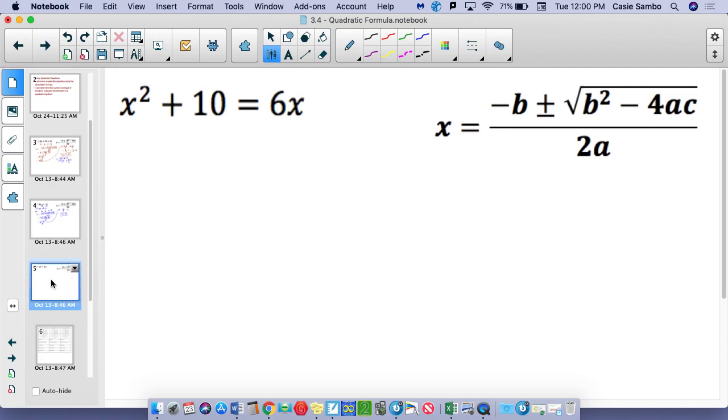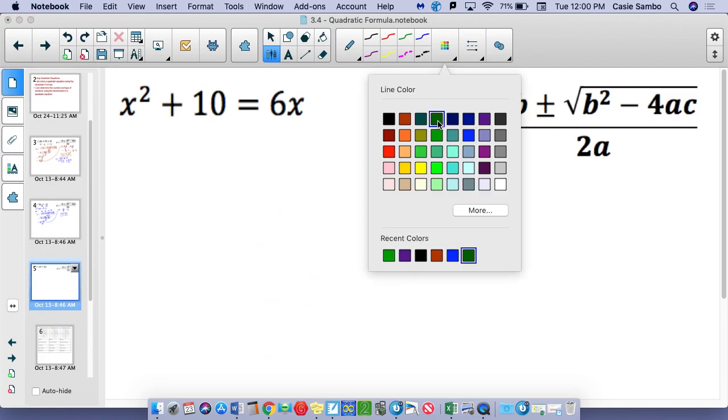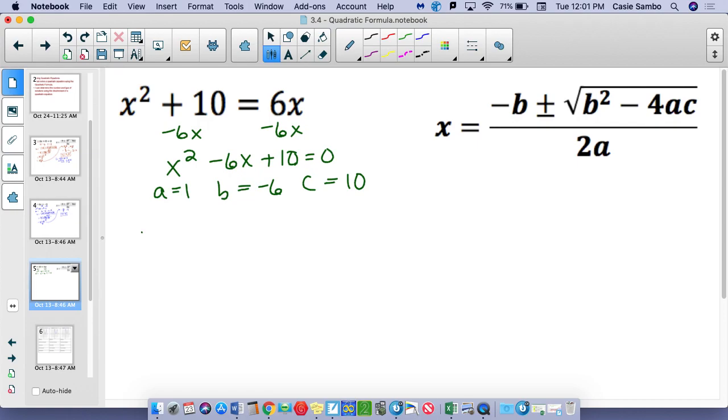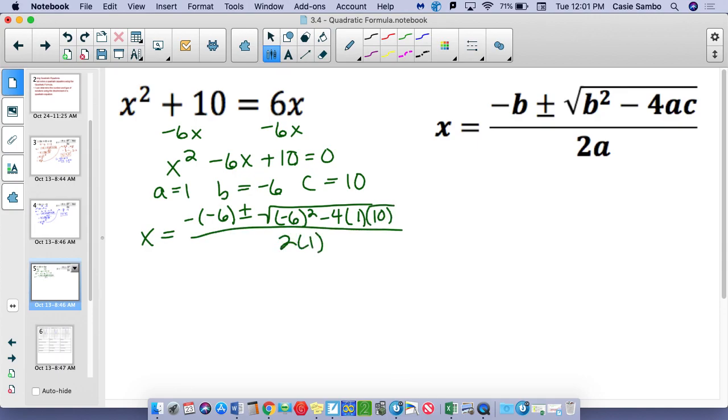Let's check out one more example. Again, it has to equal 0. So let's move that 6x. And we get x squared minus 6x plus 10 equals 0. A equals 1, B equals negative 6, C equals 10. So x equals negative b, negative 6, plus or minus the square root of negative 6 squared minus 4ac, all over 2 times a.